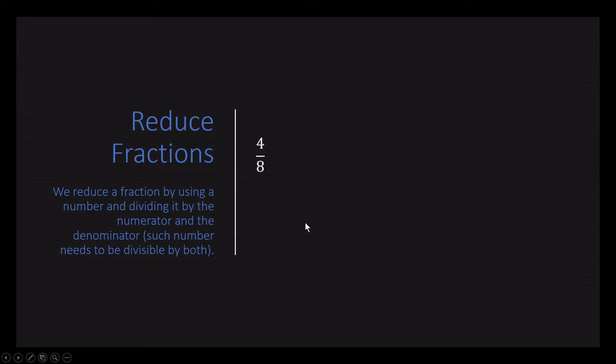Okay, for example, let us take the 4 over 8, and I'm going to take a number that will be divisible by both the 4 and the 8. I'm going to take, for example, the 2, and I'm going to divide the 4 by the 2, and notice that 4 divided by 2 is equal to 2, and 8 divided by 2 is equal to 4, and that will be equal to 2 over 4. So now we just reduced this fraction by dividing these two numbers by 2.